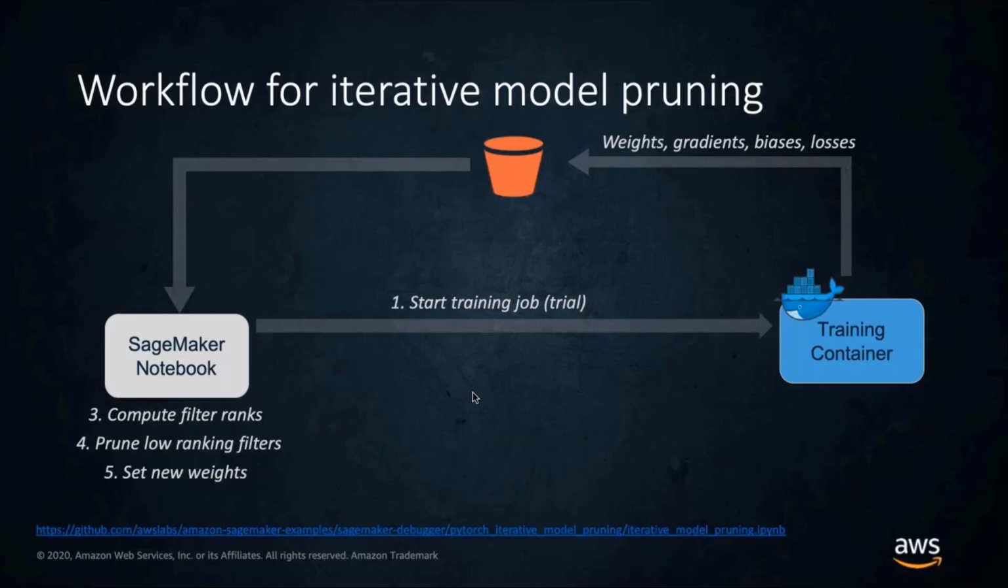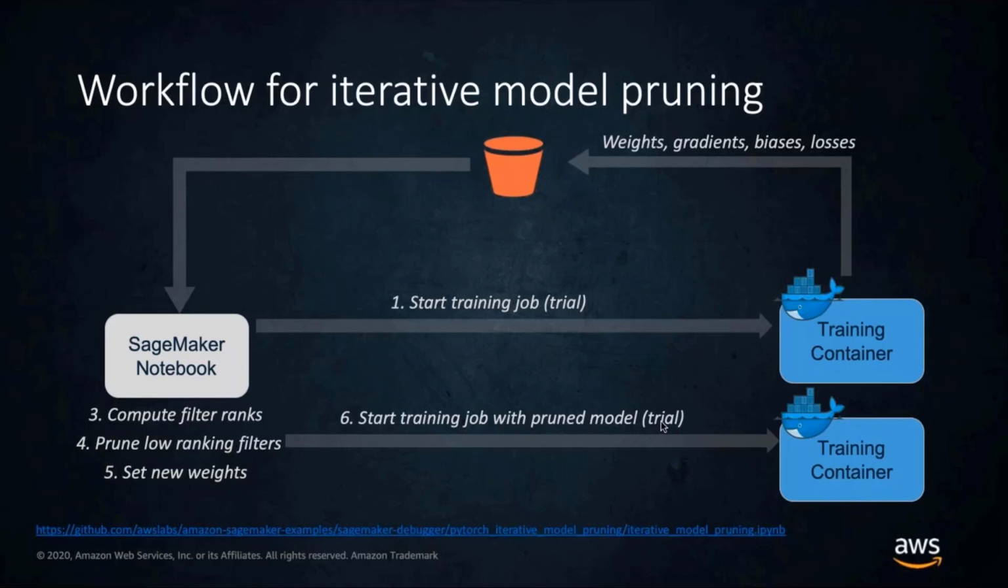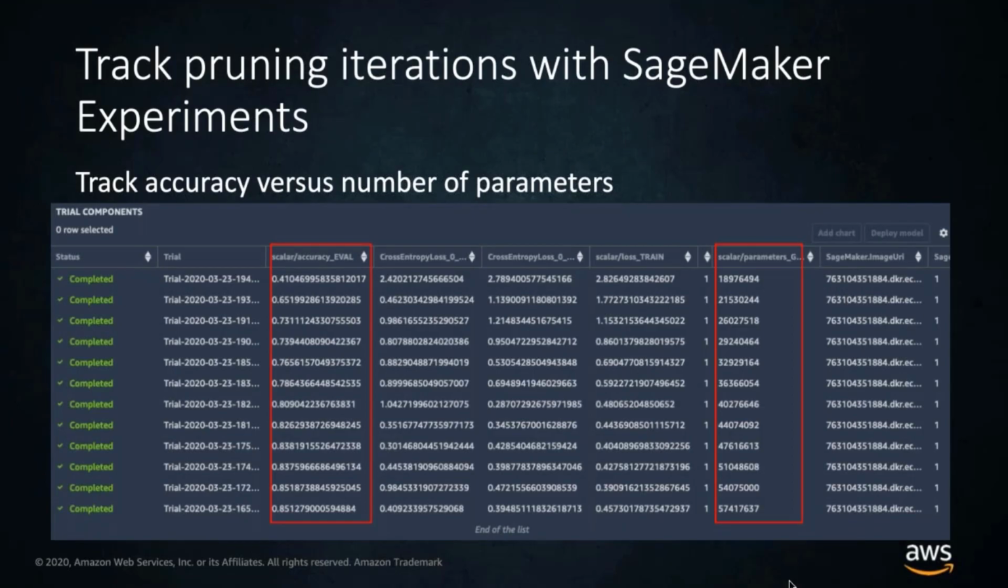I create a new model definition with the pruned weights, and I can start the next job, which is a new trial in the same experiment. I can iteratively perform that several times, and in each iteration, I will get a smaller and smaller model. I have added here the link to the example notebook. Okay, so let's have a look at the demo.